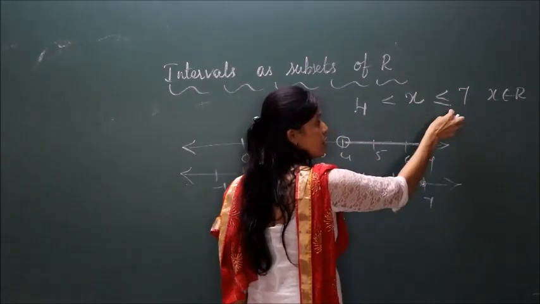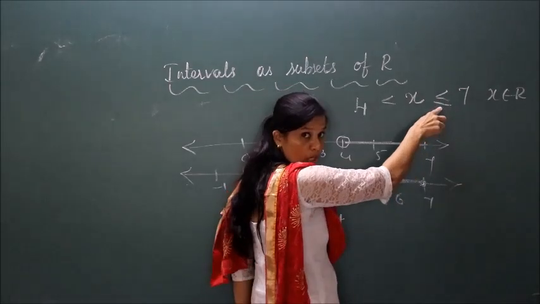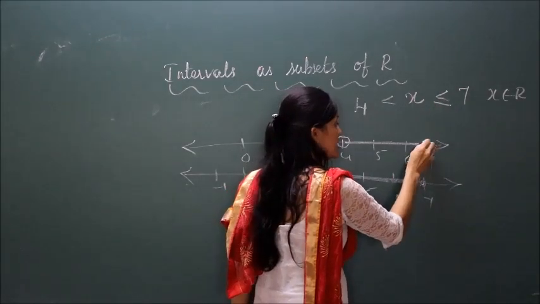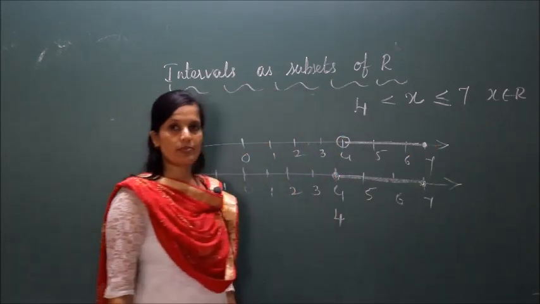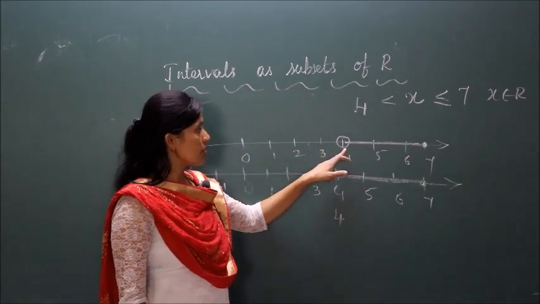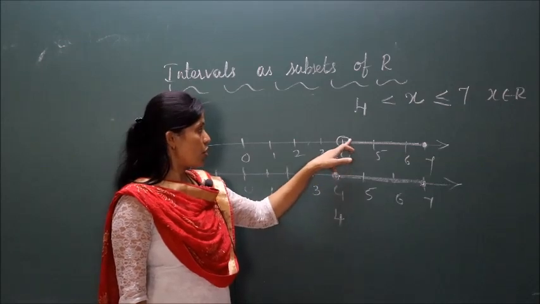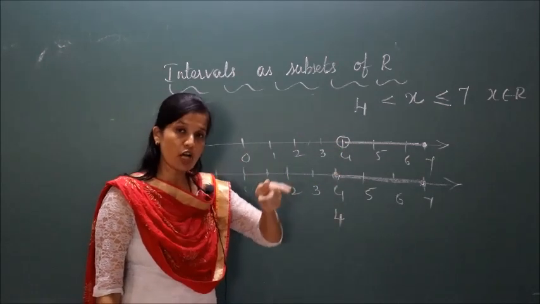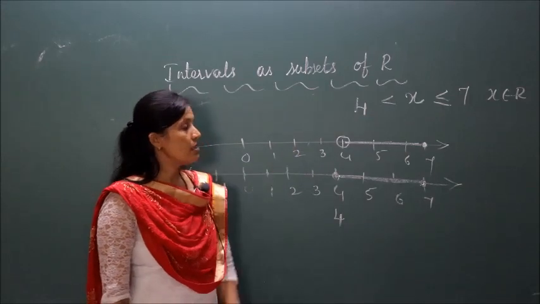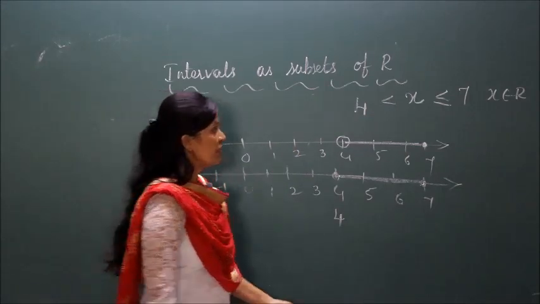And here 7 is included because less than or equal to 7. 7 is there in the set, so you have to put a full circle. This is how I am going to represent the numbers on the number line. So here, hollow circle because 4 is not there in the set, but a number very close to 4 is present in the set.